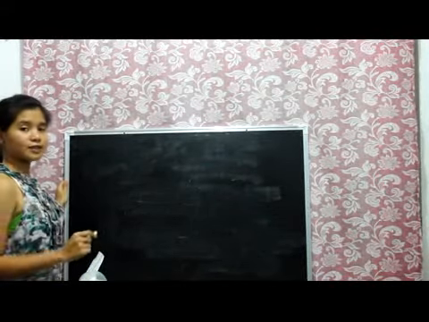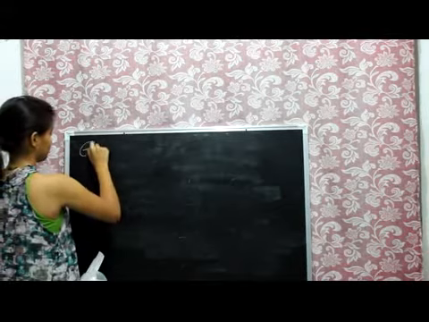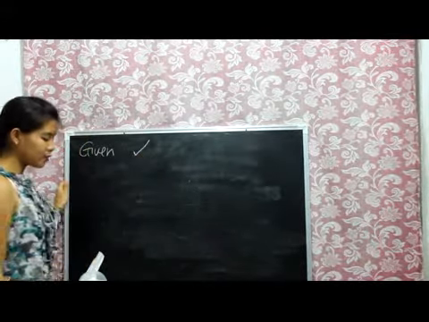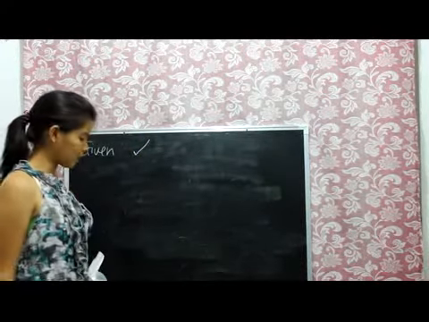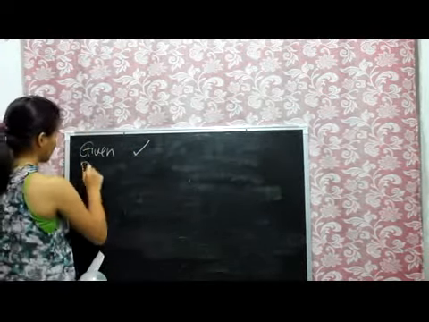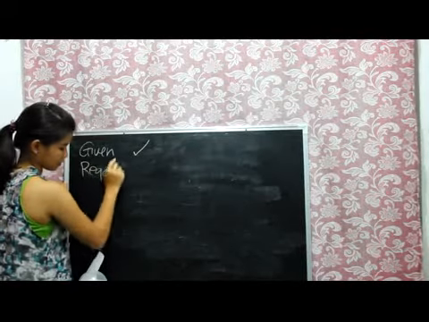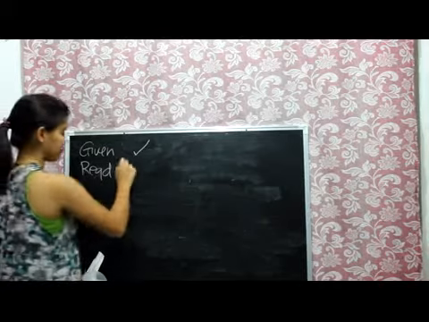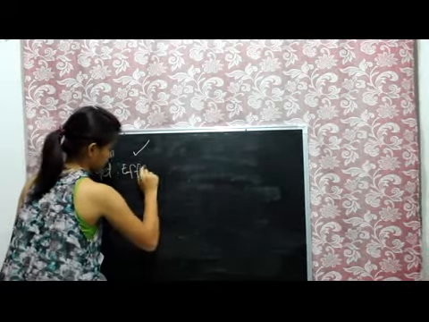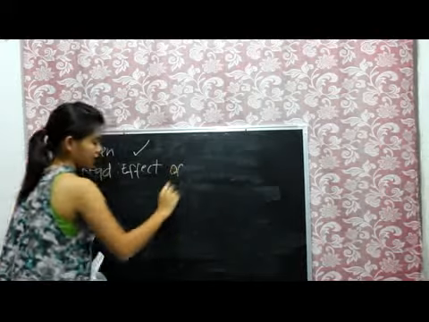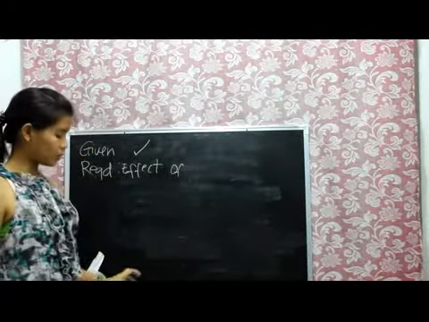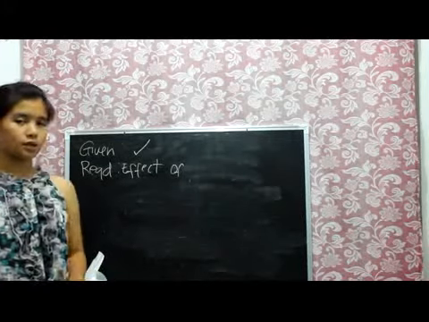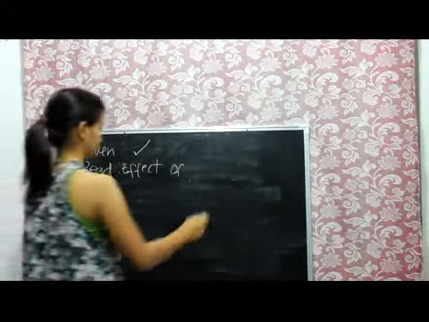So for the given, for sample problem number 2, we use the same cooling tower description as sample problem number 1. And for the required, we are required to know the effect of increasing air rate by 20% with the same liquid rate with a wet bulb temperature that is equal to 75 degrees Fahrenheit.